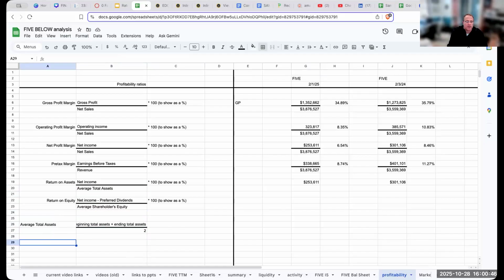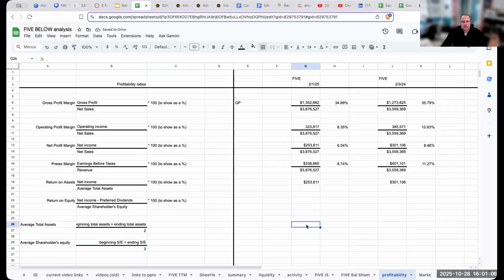You can also say our average shareholders equity. This is going to be our beginning stockholders equity plus our ending stockholders equity. And we're going to divide this result by 2. Okay.